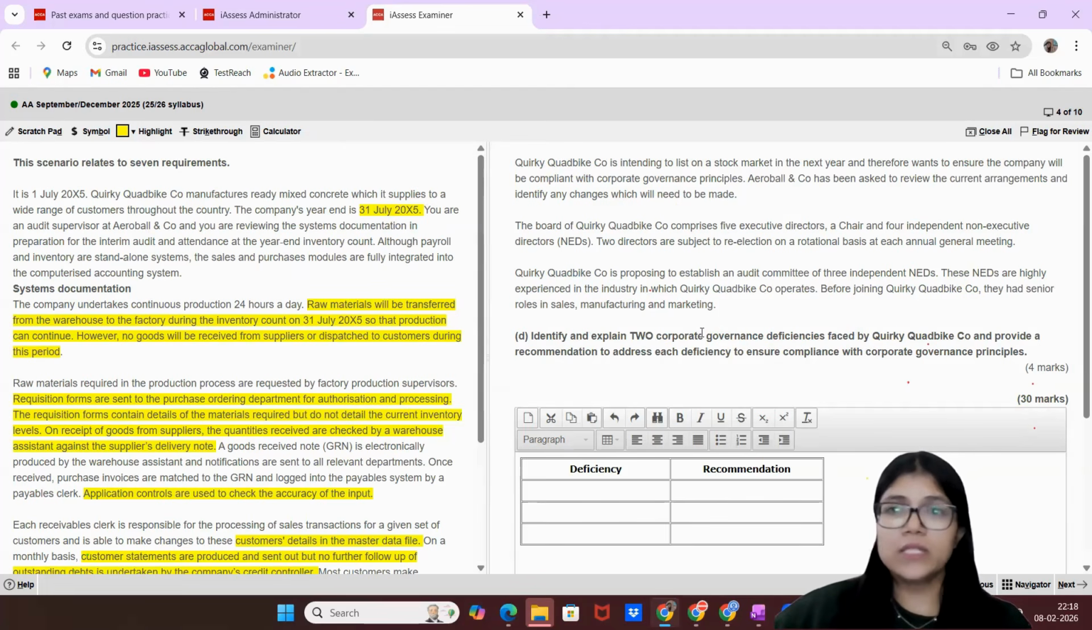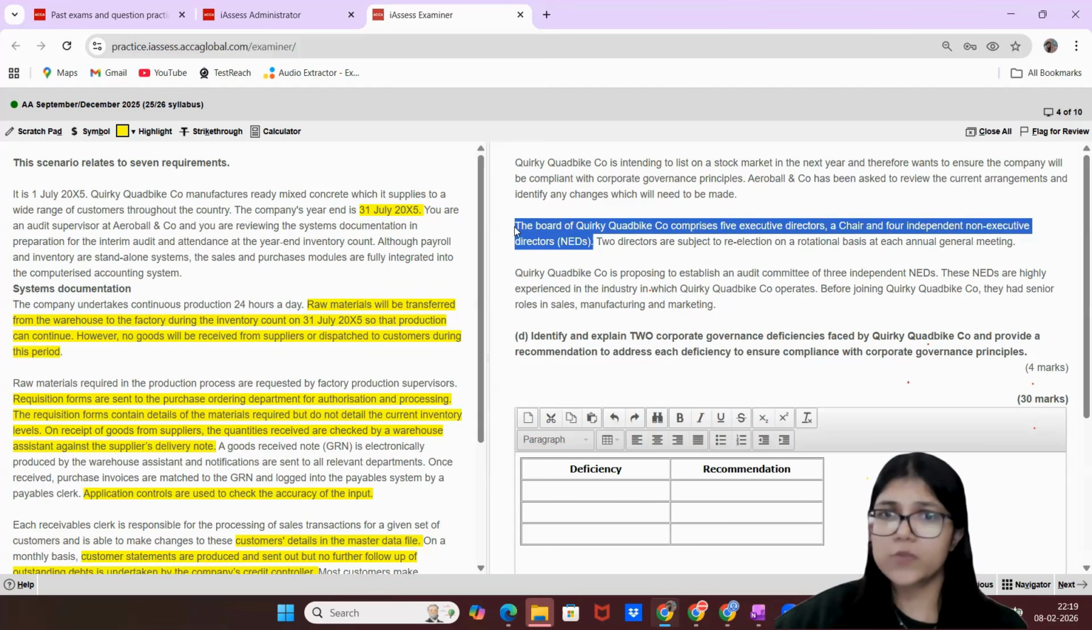Okay, so let's read the first paragraph. Q company is intending to list on the stock market in the next year and therefore wants to ensure the company will be compliant with corporate governance principles. That's perfect. That's the best way that they can start their listing, right? A company has been asked to review the current arrangements and identify any changes which will be needed. The board of Q company comprises 5 executive directors, a chair, and 4 independent NEDs.